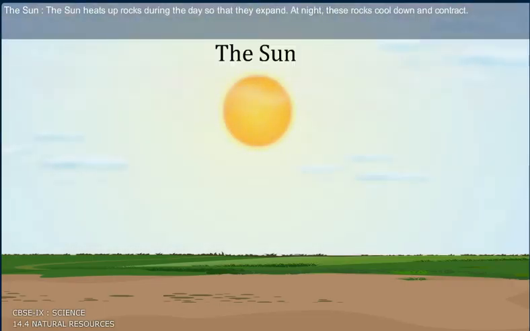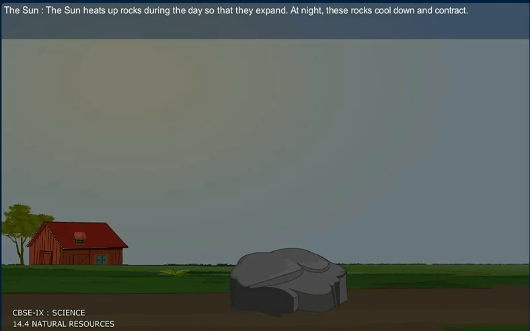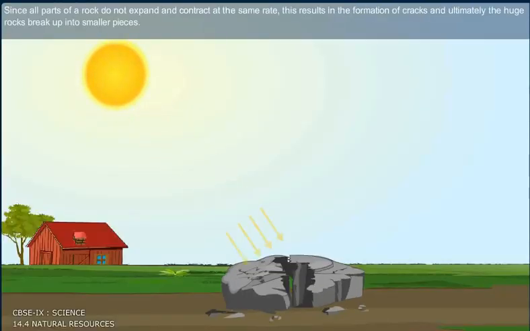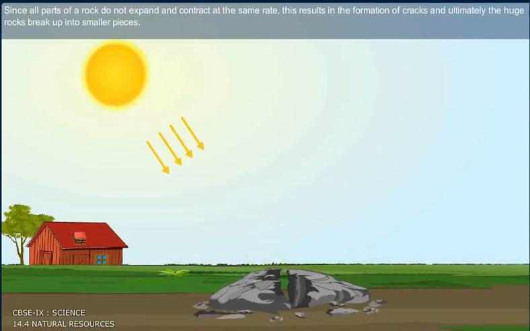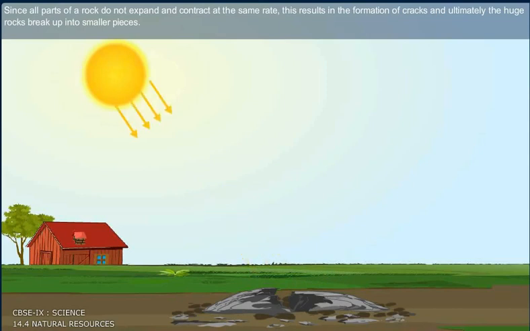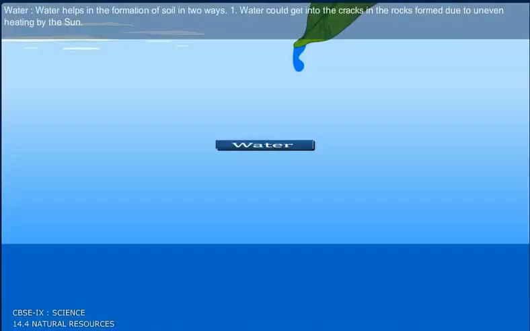The sun. The sun heats up rocks during the day so that they expand. At night, these rocks cool down and contract. Since all parts of the rock do not expand and contract at the same rate, this results in the formation of cracks, and ultimately the huge rocks break up into smaller pieces.